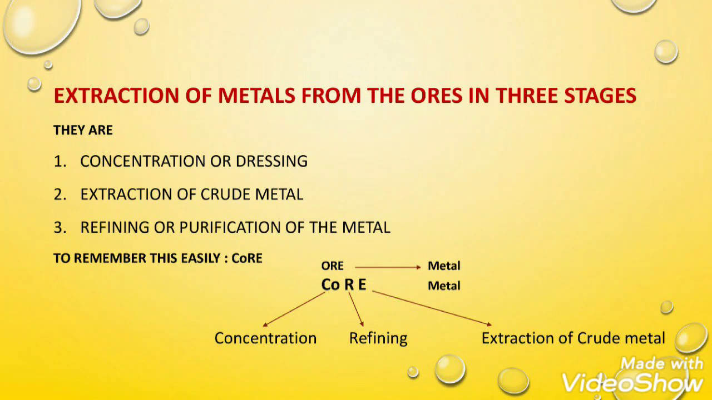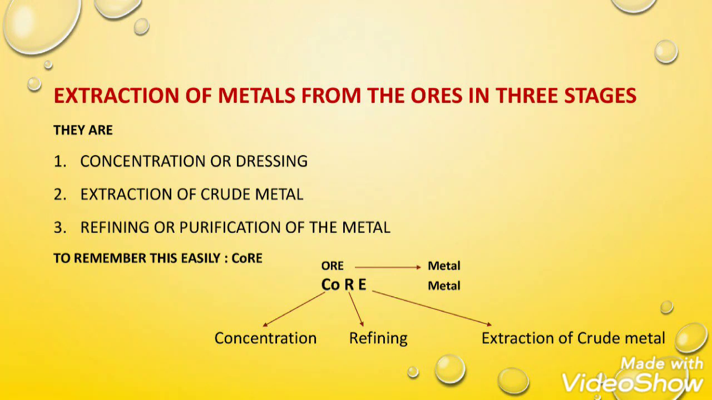Extraction of metals from the ore in 3 stages. This is the first topic. In this, 3 stages are there. One is concentration or dressing. Second one, extraction of crude metal. Third one, refining or purification of the metal.